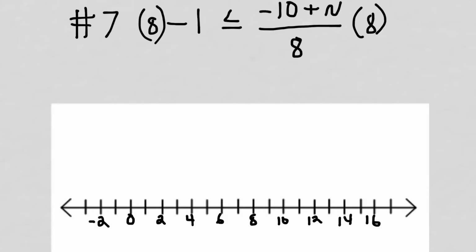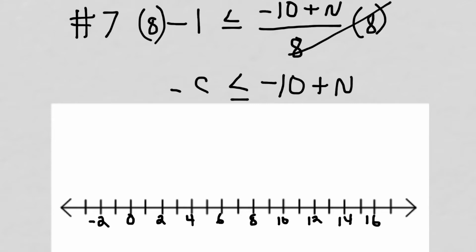I use parentheses, it's just good math. If I multiply both sides by 8, I end up with negative 10 plus n, and on the right side I end up with negative 8. So next step, this is a two-step equation. I want to get rid of this negative 10. To do that, I'm going to add 10 to both sides.